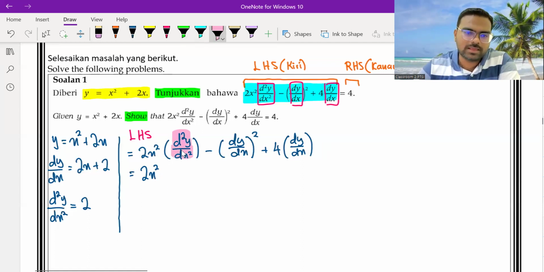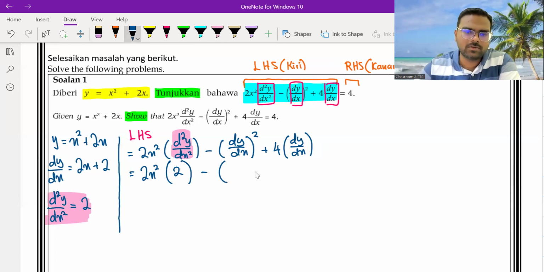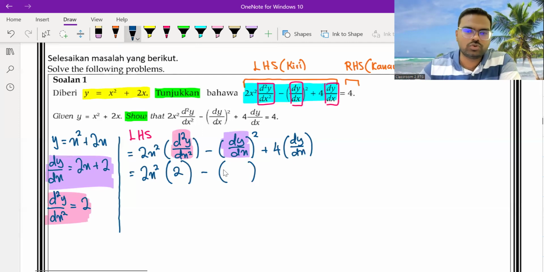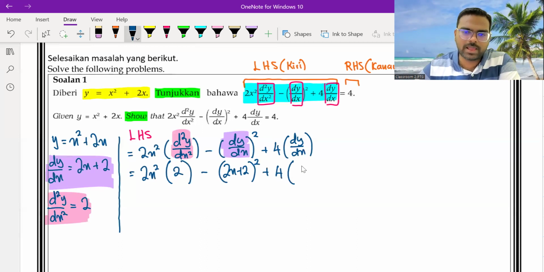Okay. Kita gantikan your second derivative. What is your second derivative over here? Jawapan dia adalah 2. So I'm going to put a bracket 2 minus first derivative. So what is your first derivative? Your first derivative is this part over here, which is 2x plus 2. Cikgu pun letaklah 2x plus 2 ikut square plus 4 bracket first derivative. So it's going to be 2x plus 2.